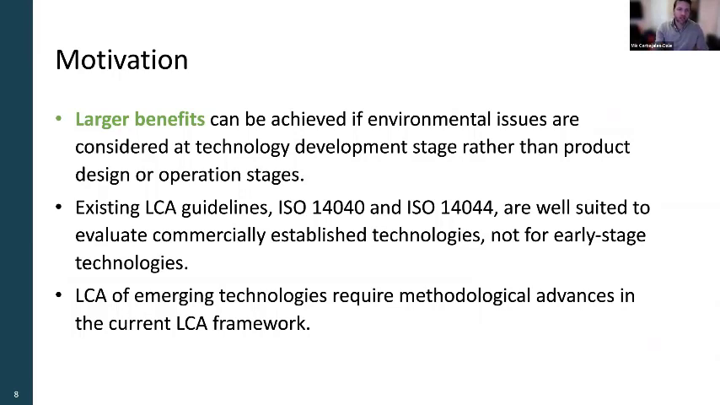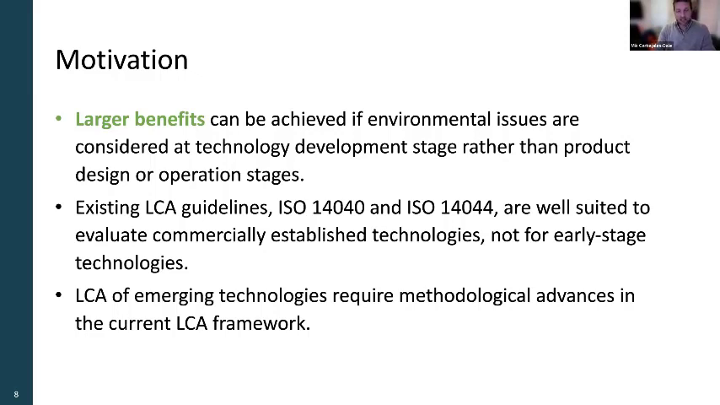So just to reiterate then, the motivations for this: we're pretty sure that there's going to be larger benefits to the environmental performance of these technologies if we can get to these lower technology development stages and have a guiding hand as we're going through that process, in terms of these are things that you should try and avoid, these are things you might want to try and achieve, and maybe here are some performance benchmarks that you can try and hit.